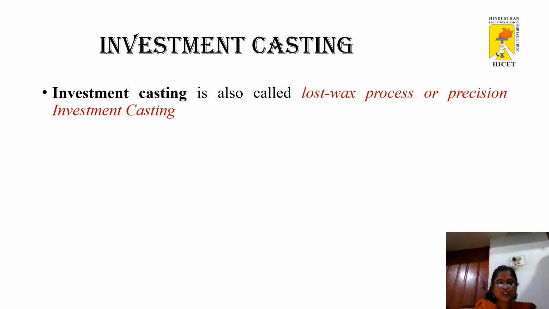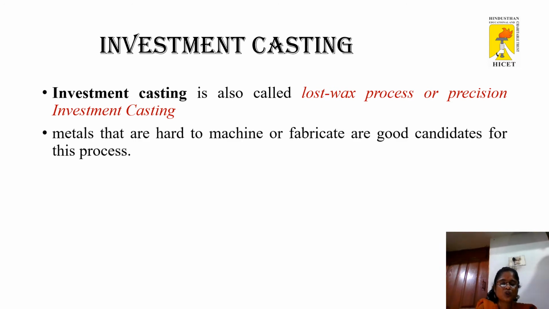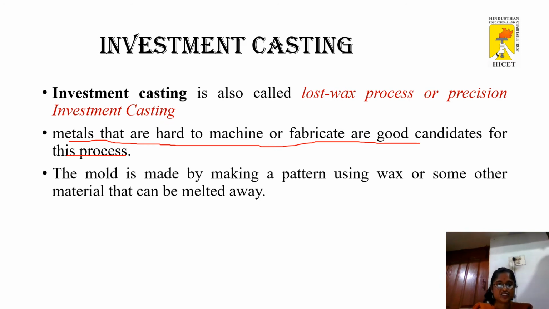Okay, so now we have another point. Why are we preferring investment casting while we have different types of special casting processes, like what we have seen in the previous slide, such as shell molding, centrifugal casting, and carbon dioxide molding? It means metals that are hard to machine or fabricate are good candidates for this process. If you can't do the machining in a conventional process or any other process, this is quite good for it, which means you can do the molding process with the help of investment casting.